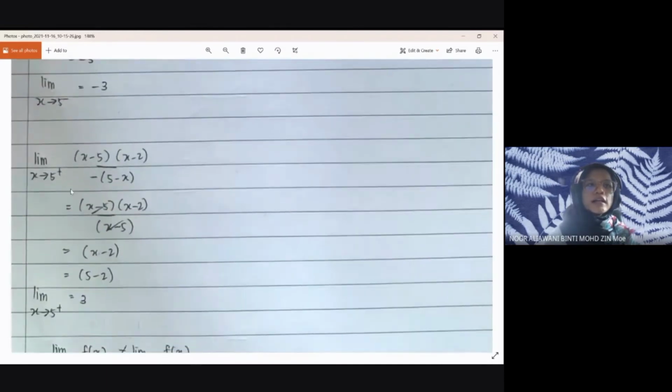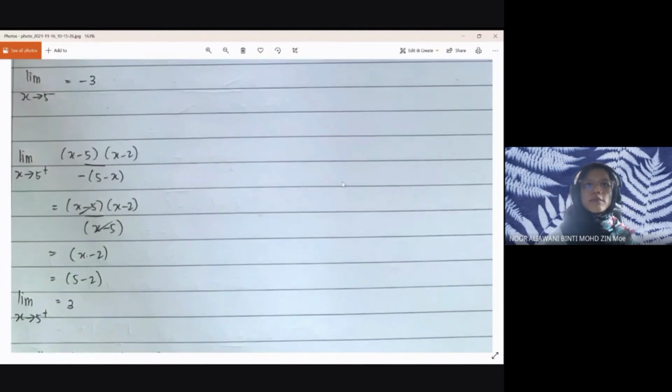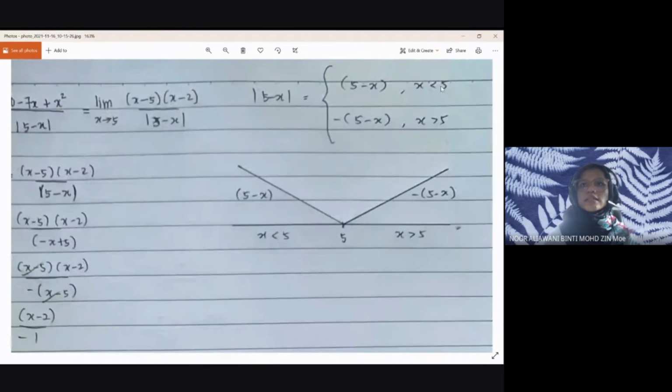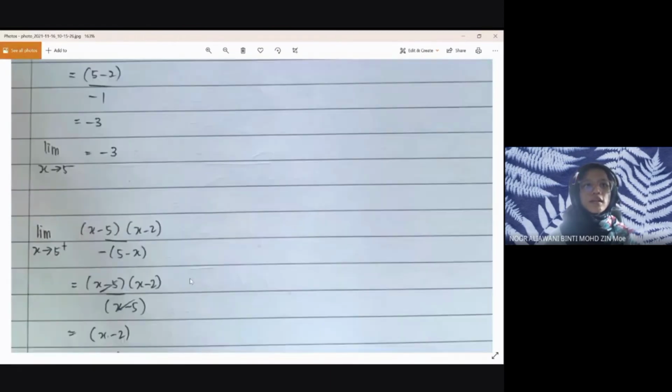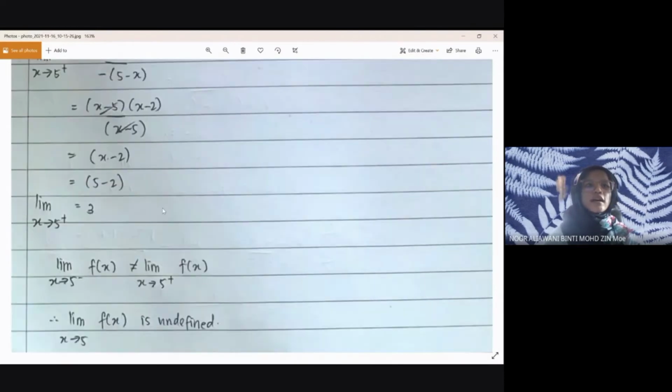For limit x approaching 5 from the right is also the same. We will be using this equation. The same thing as well. x minus 5, x minus 2 over negative 5 minus x. Rearrange it, and we will get x minus 5 and cross. And we will substitute x with 3.